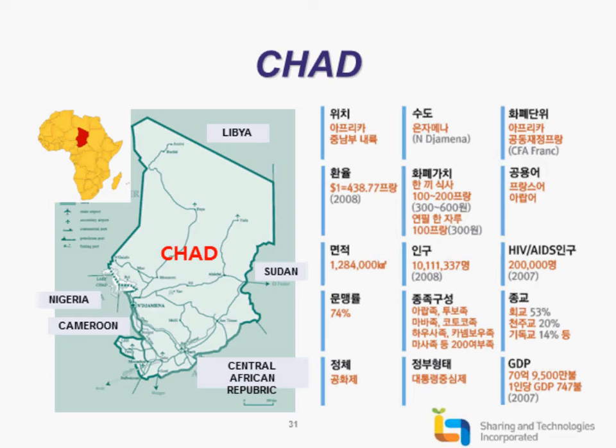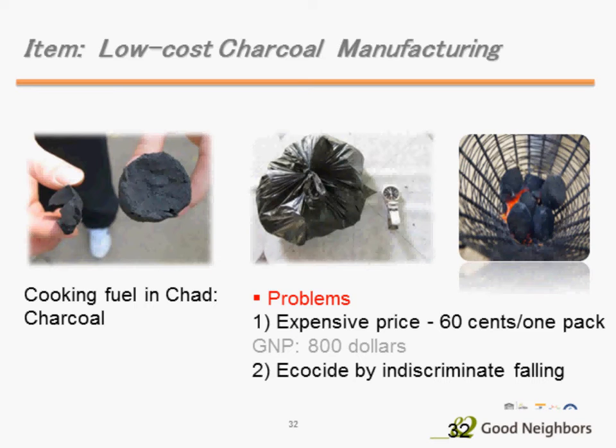Okay, there are 10 million people living in the country of Chad, which is called the heart of Africa. For every person, the GNP is $800. In this case, we focus on charcoal. The item was low-cost charcoal manufacturing. The people of Chad use charcoal for cooking.